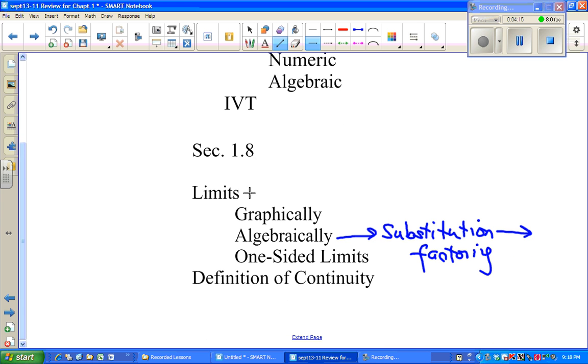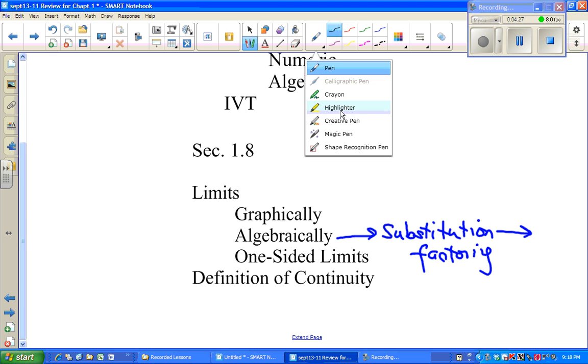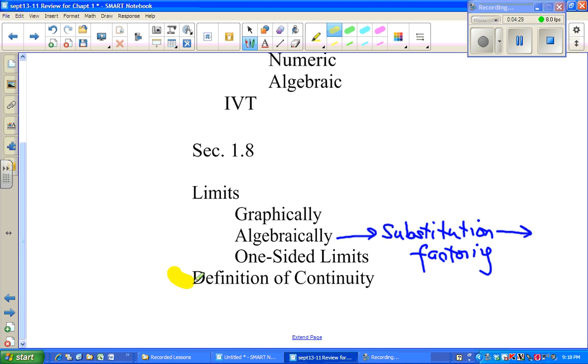Finally, we finished up the chapter talking about limits, graphically, algebraically, one-sided limits, and most important of all, and if we could highlight that little item, here's our little highlighter, most important of all is the definition of continuity. Certainly something that we want to be very aware of.